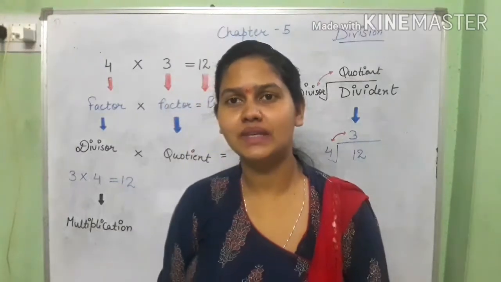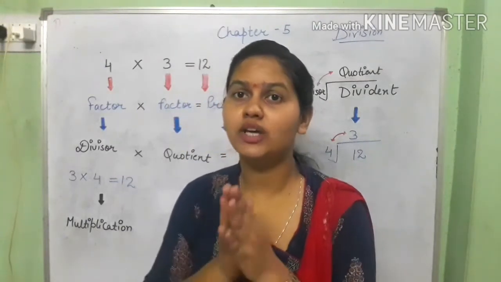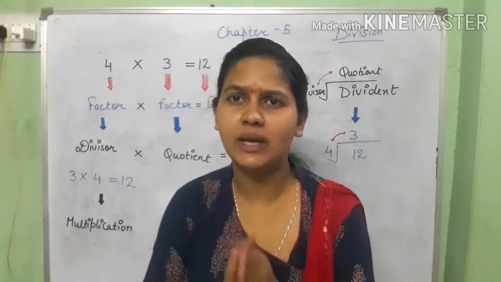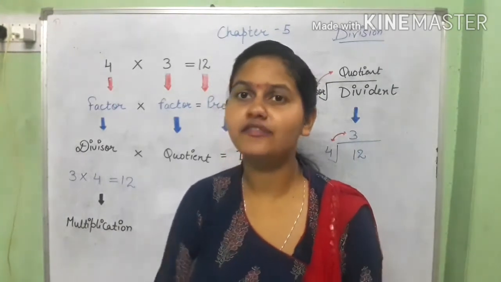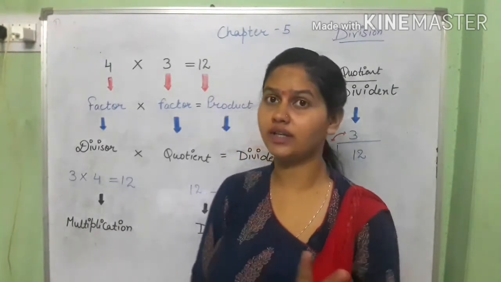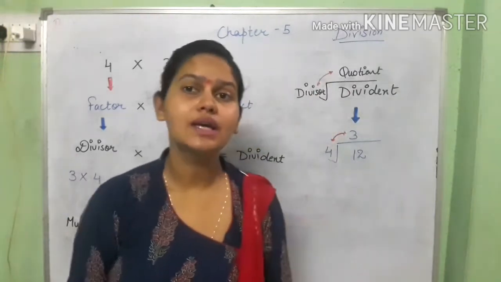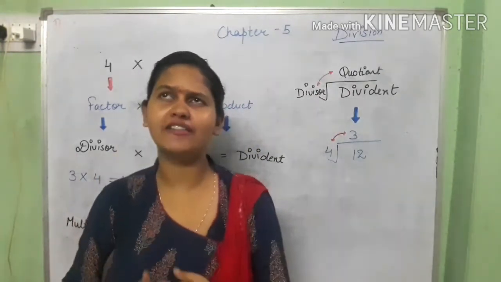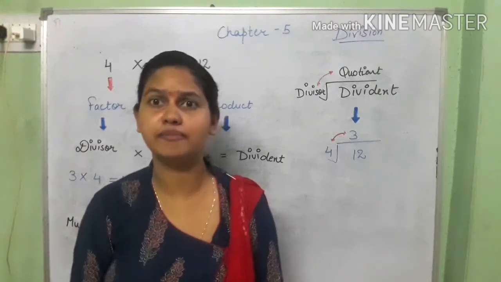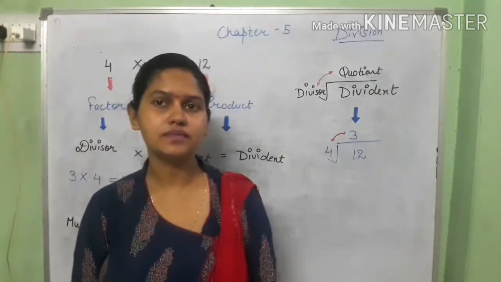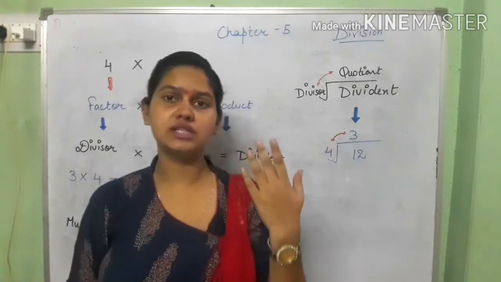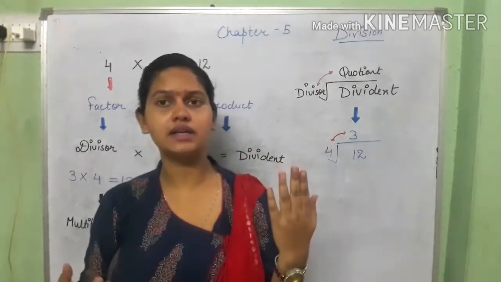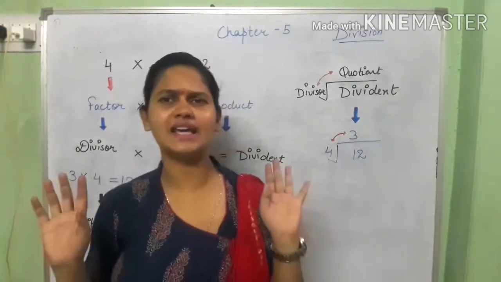Classes, students, and yes, today we are going to start our chapter 5, which is new for you. This is the second chapter of assessment 2: division. Division and multiplication have the relation of brother and sister. If you just opposite it and inverse it, the relation will be the same.